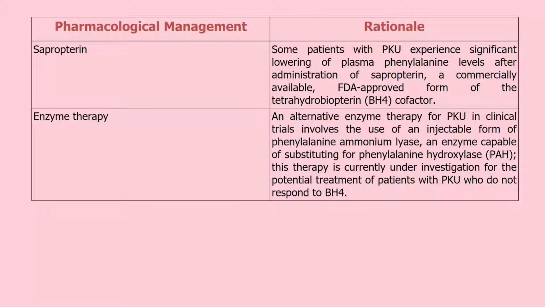And also enzyme therapy. An alternative enzyme therapy for PKU in clinical trials involves the use of an injectable form of phenylalanine ammonia lyase, an enzyme capable of substituting for phenylalanine hydroxylase. This therapy is currently under investigation for the potential treatment of patients with PKU who do not respond to BH4.